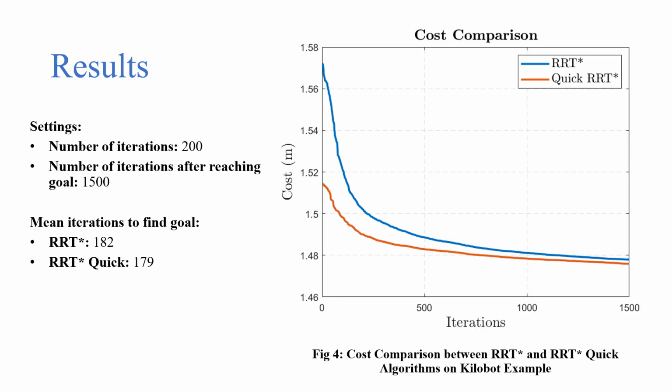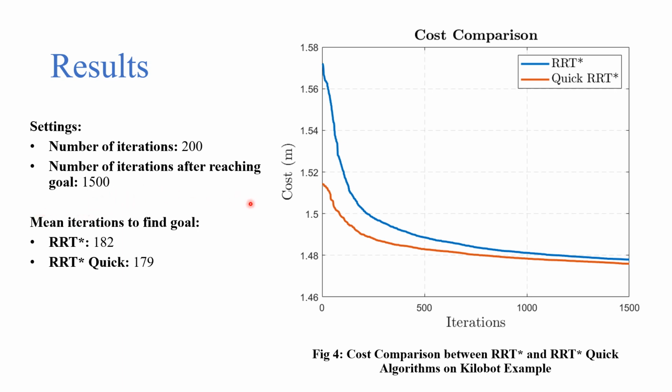Now we're going to compare the rates of convergence of both the RRT star and the RRT star quick. To do this, we cannot just compare one run of the path planning problem between the two algorithms because they both use random sampling. That would be irrelevant or might be misguiding because we are seeking the mean behavior. So what we did is that we repeated each algorithm for 200 iterations on the same path planning problem. We also fixed the number of iterations after reaching the goal to 1500 for both algorithms.